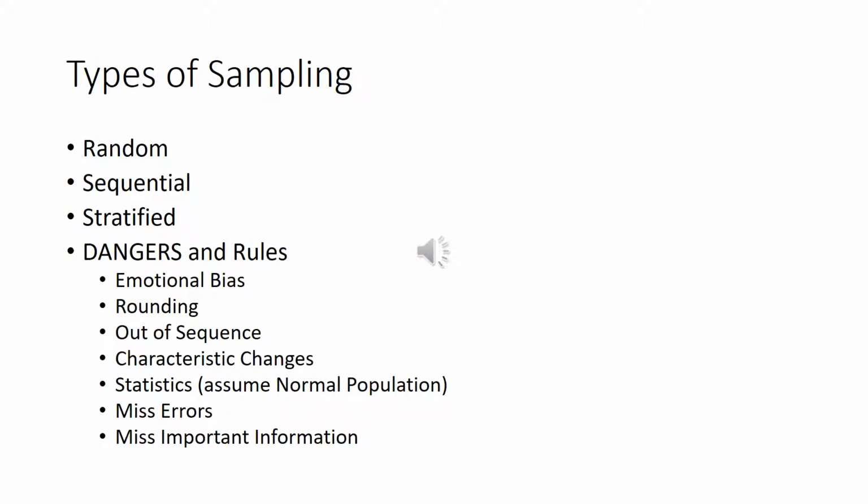Okay, we have different types of sampling. The first type, of course, is random sampling. Every member of the population has an equal chance of being polled and studied. That's the definition of random, and we pretty much have a good feel for what that is.